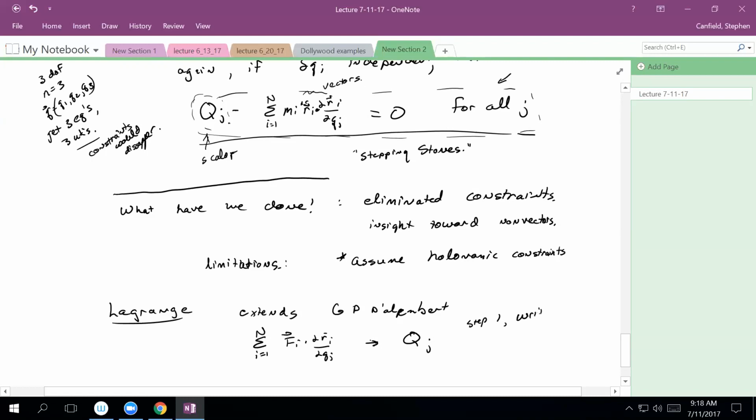Write forces as generalized force. Now note, again, we call this thing a force, but it's a generalized force. It's a scalar quantity. It's the dot product of the applied forces dotted with the partial of the position with respect to the generalized coordinates. That's the first thing he did.